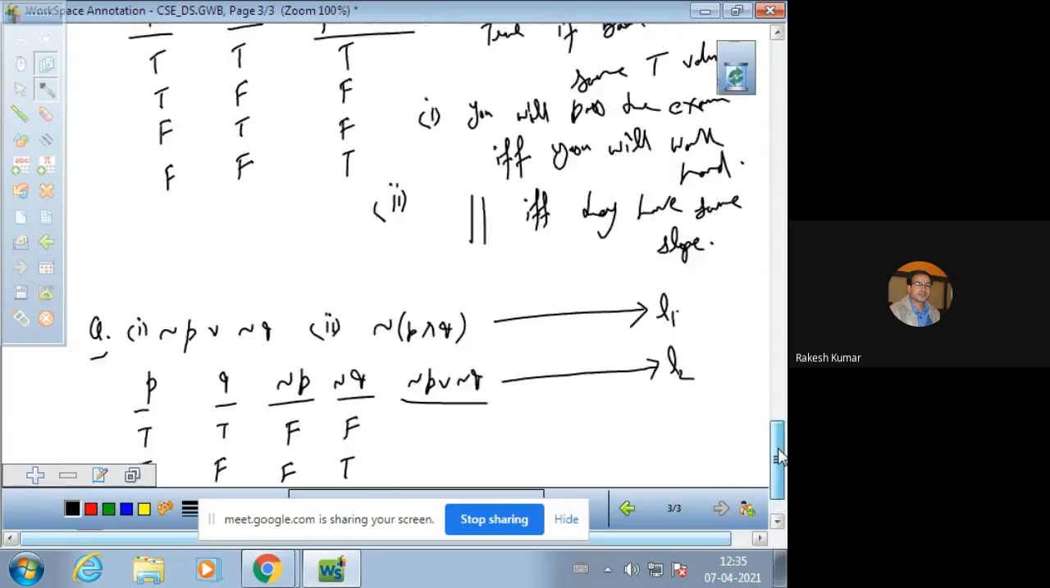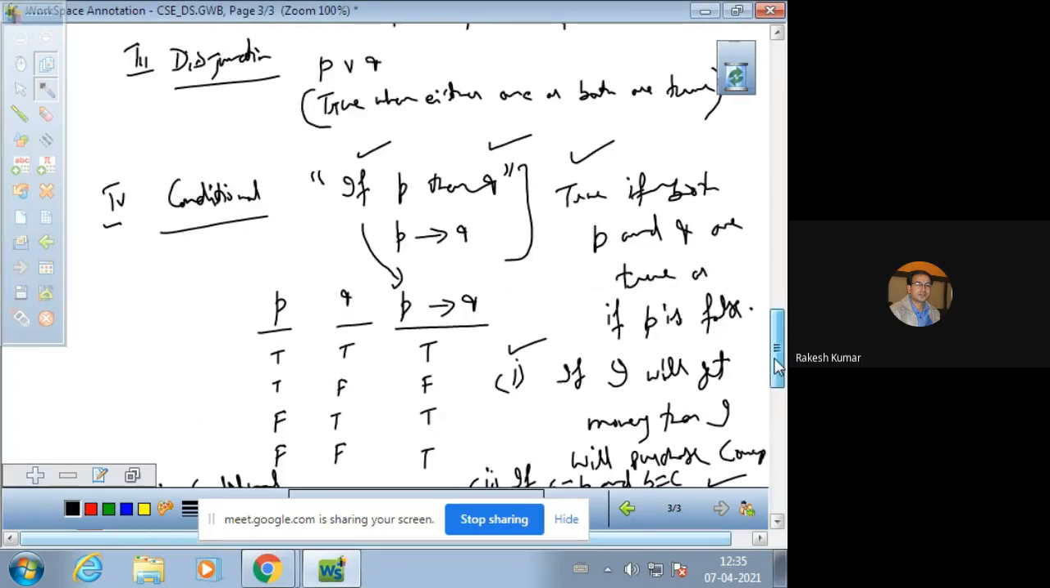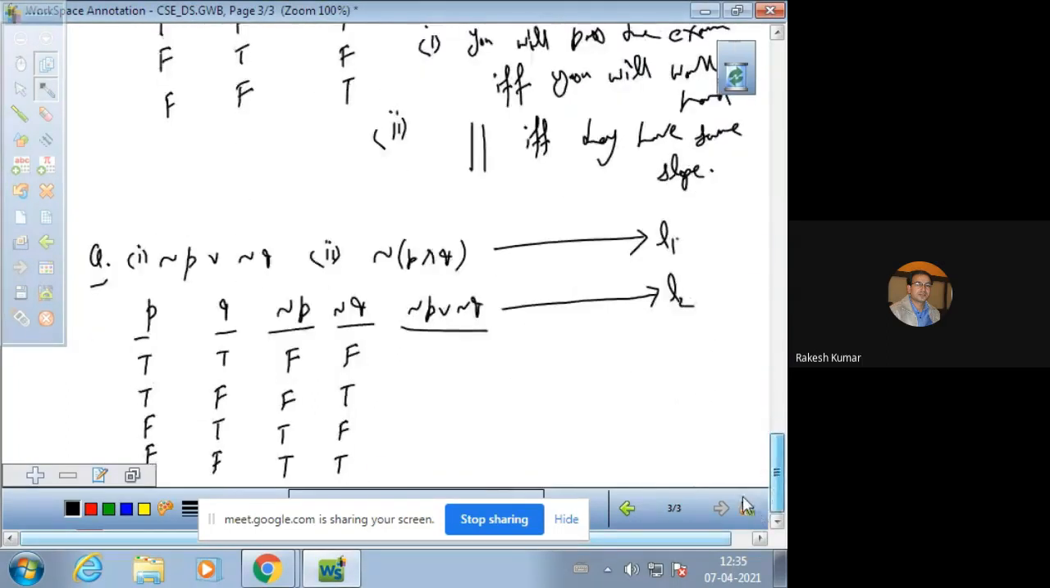Let us move back. What is the meaning of disjunction? It will give you true when either one or both are true. So either one or both are true mean this is both having false value. So this is false, this is true, and this is true. Now let us come to the second. This is the first one actually we have done. Now come to the second part.